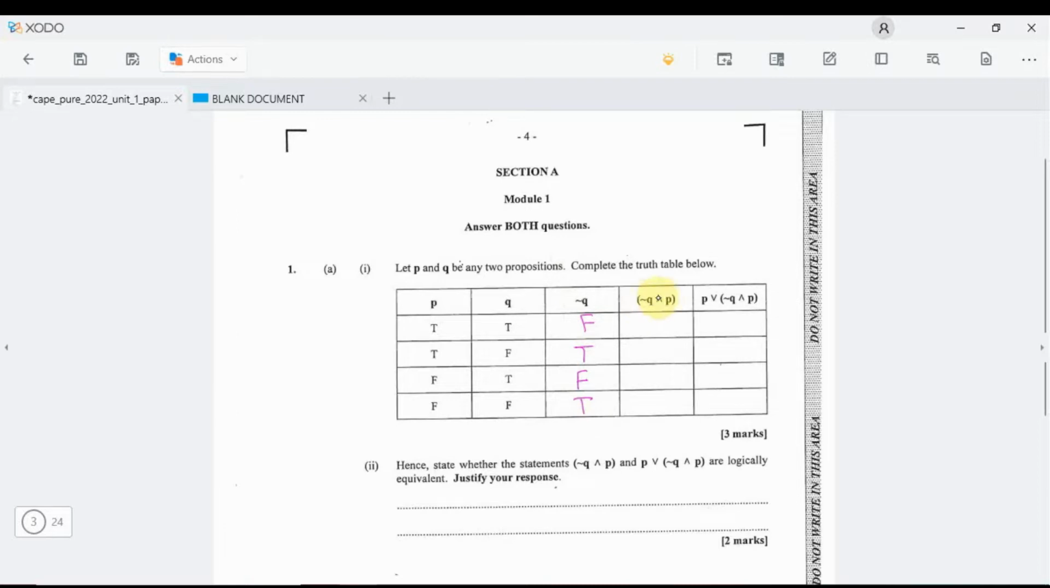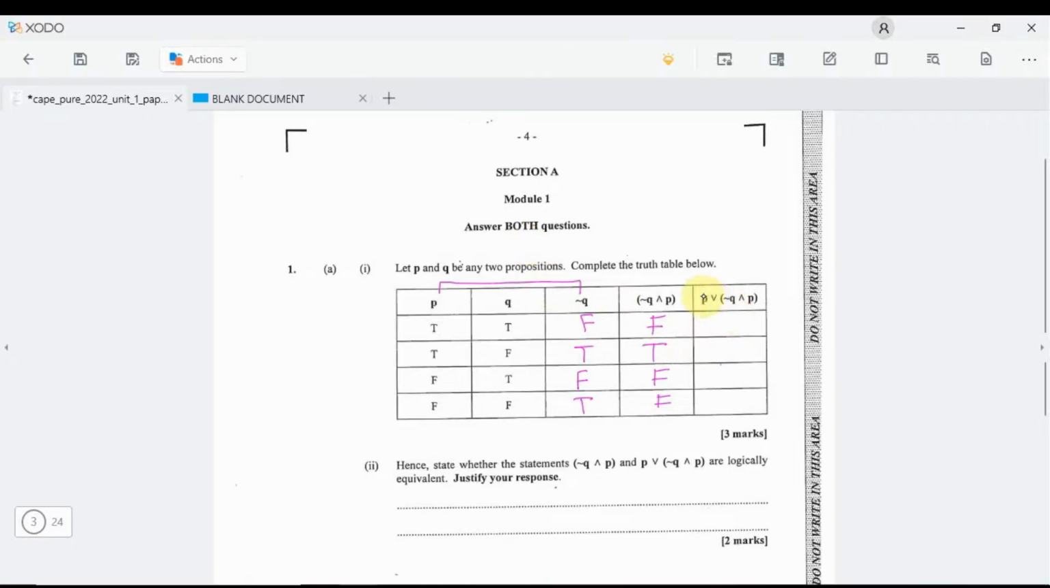Now it says not Q and P. So we're focusing on not Q and P. Now true and false is false. True and true is true. False and false is false. And false and true is false.